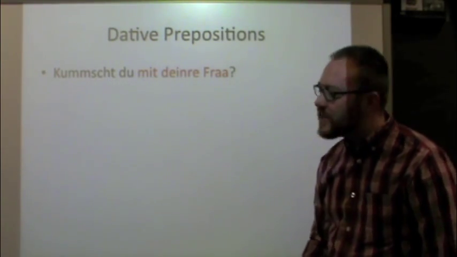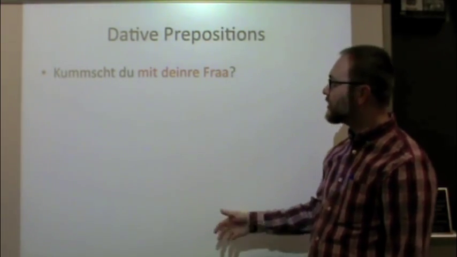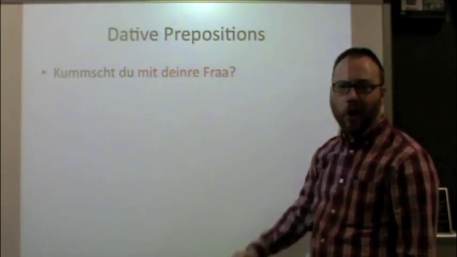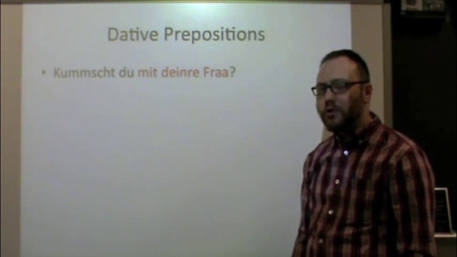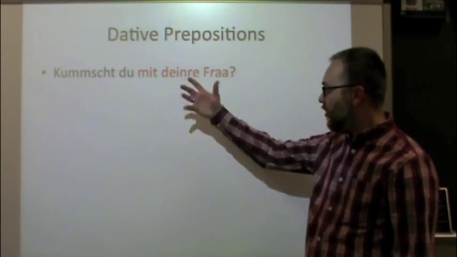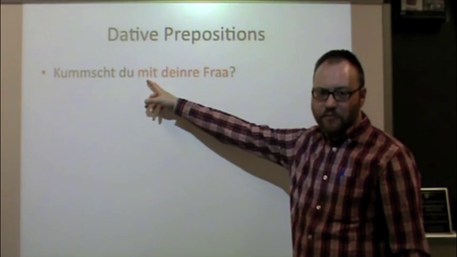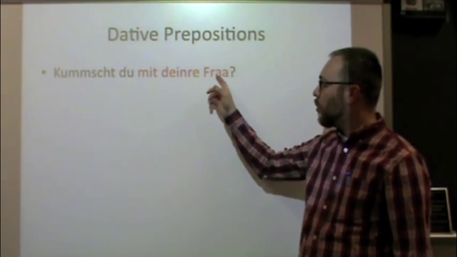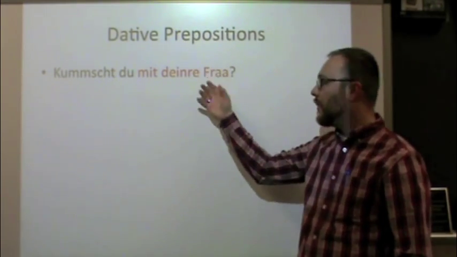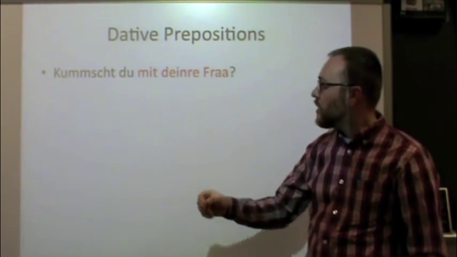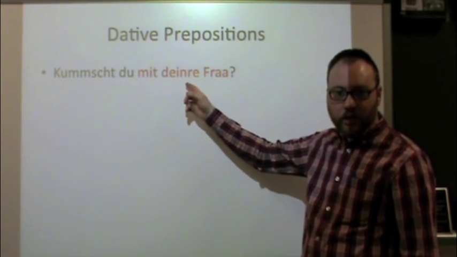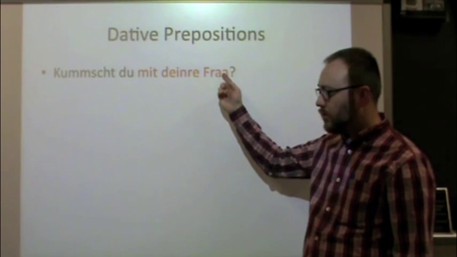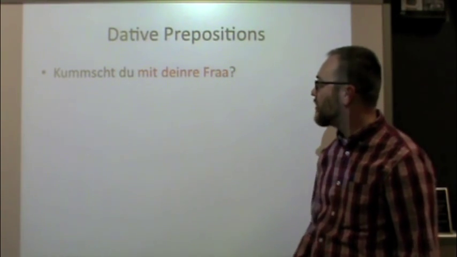Couple examples using these. Couple question sentences using these dative prepositions. Kommst du mit deiner Frau? We see mit. Mit's a dative preposition. It automatically makes what's behind it, in this case, your wife or your woman, dative. Hence the R-E ending. Deinre, feminine dative form of your, Frau. Kommst du mit deiner Frau?